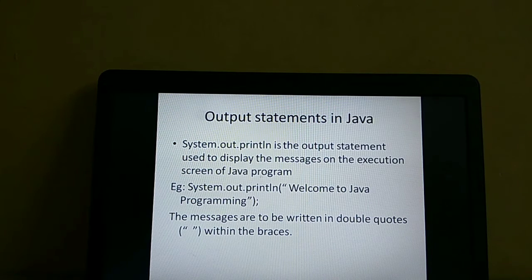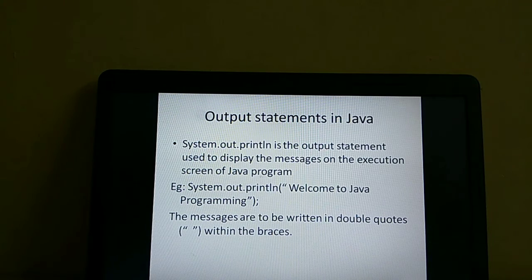An output statement is the printing statement which you can see in the execution screen. You type in your input screen, but the output can be seen in your execution screen. So System.out.println is the output statement used to display the message on the execution screen of a Java program. Okay. System.out.println is used to display the messages on the execution screen.